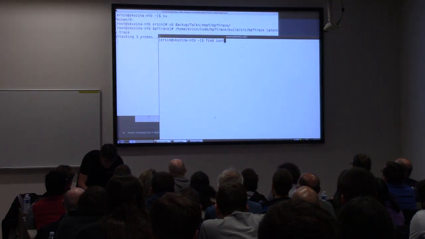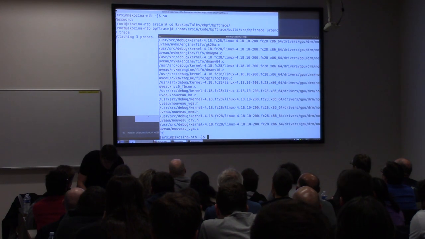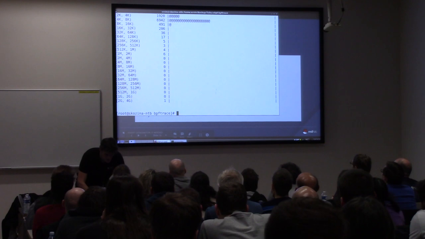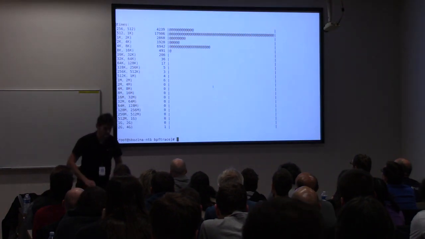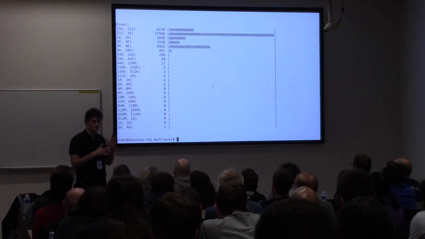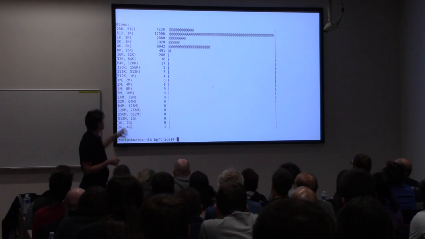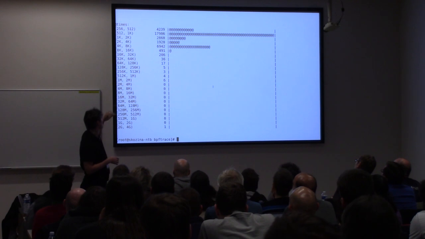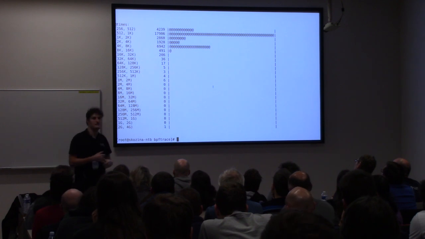Yep. So when you do some IO, it will draw a very nice histogram of how long it took on average to handle the read syscall. So you can see that there have been like, I don't know, 25,000, 30,000 syscalls, and on average they took, the size of the read was like less than 1k.